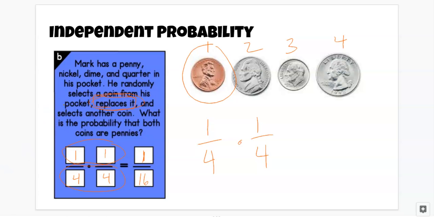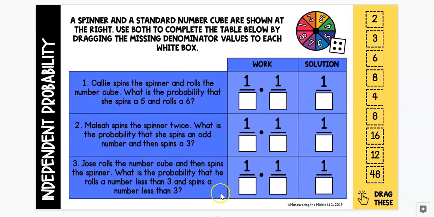What you are going to do next is complete this slide, which reads, a spinner and a standard number cube are shown at the right up here at the top. Use both to complete the table below by dragging the missing denominator values into each white box. So I'm going to do the first one with you, and then I'll leave you to do the next two. Number 1 says, Callie spins the spinner and rolls the number cube. What is the probability that she spins a 5 and rolls a 6?